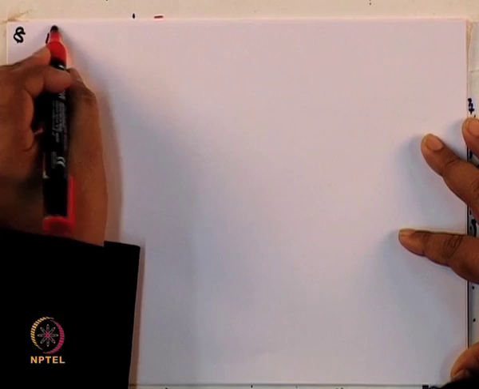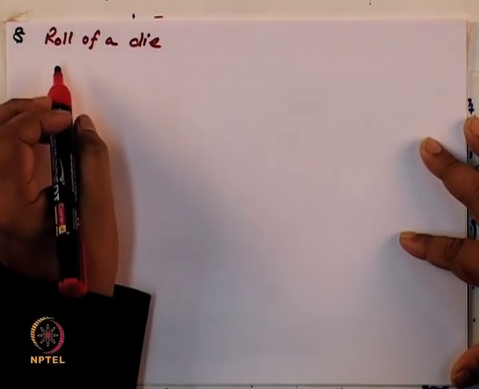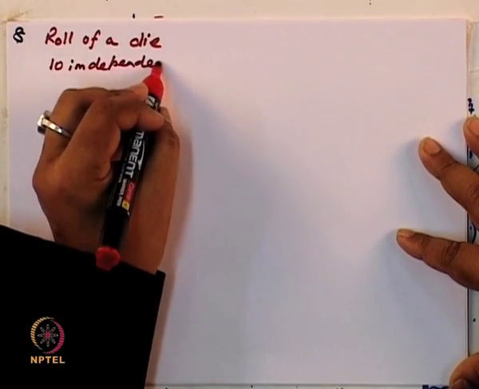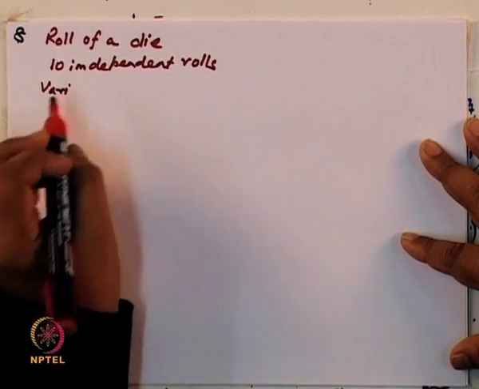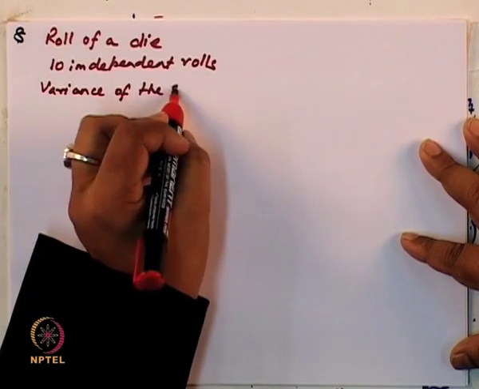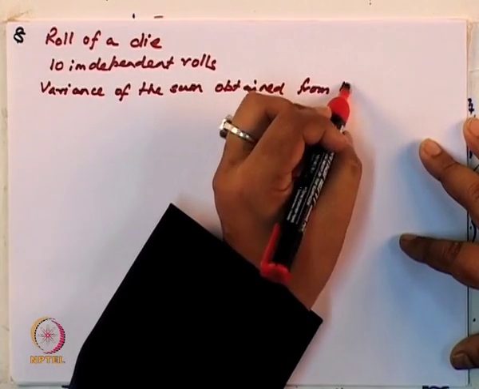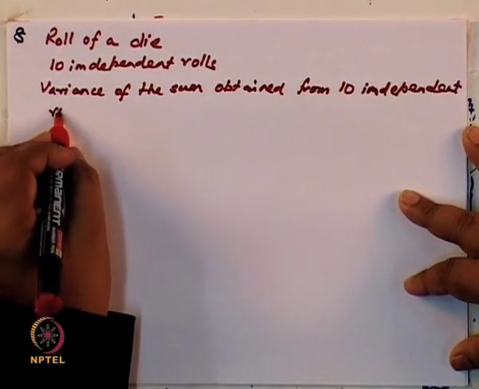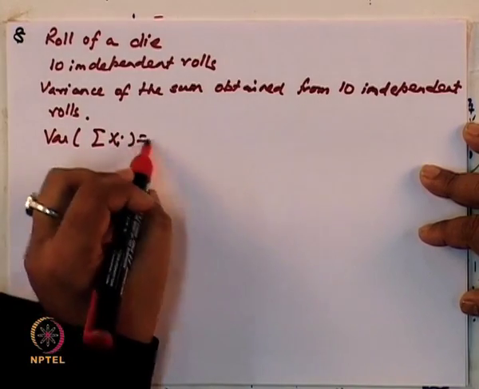So, let us take another example. You take the example of a roll of a die. In this case, again, let us say 10 independent rolls of the die, and you want to know the variance of the sum obtained from 10 independent rolls. So, as in the previous case, we can again have the same thing: variance of summation xi is summation variance of xi.